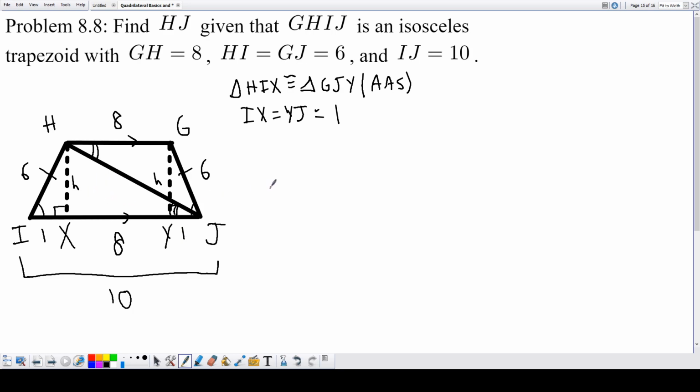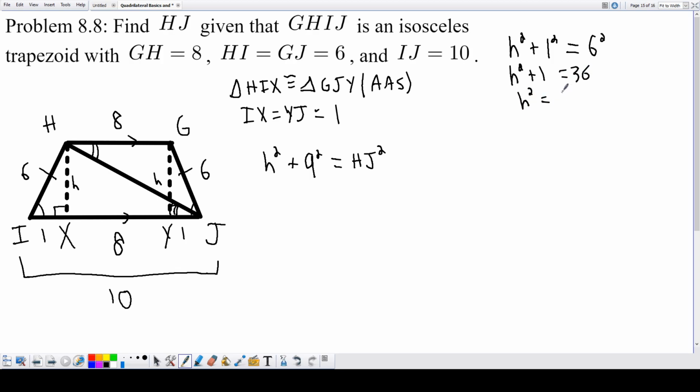So we have that lowercase h squared plus 9 squared is equal to HJ squared. Now, if I can find out what the height is, then I should be good to go. Well, the height should be easy enough to solve for, because we have the right triangle HIX, where we have h squared plus 1 squared is equal to 6 squared. h squared plus 1 is equal to 36. That means that h squared is 35.